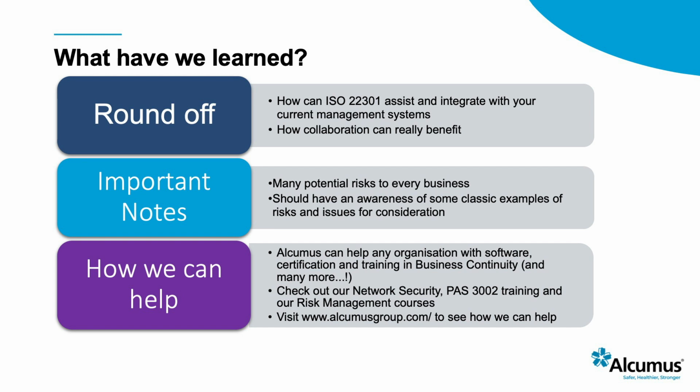So to round off, you should now have an awareness of business continuity risks and have a good idea what might currently affect your business. You should also be aware of how a business continuity management system can integrate with your business seamlessly. Whether you have a management system currently in place or not, important things to note are that there are many potential risks to every business. Use as many stakeholders as you can to tease out the risks you might be facing, and you now have a few examples to work from when considering your own business continuity risks.